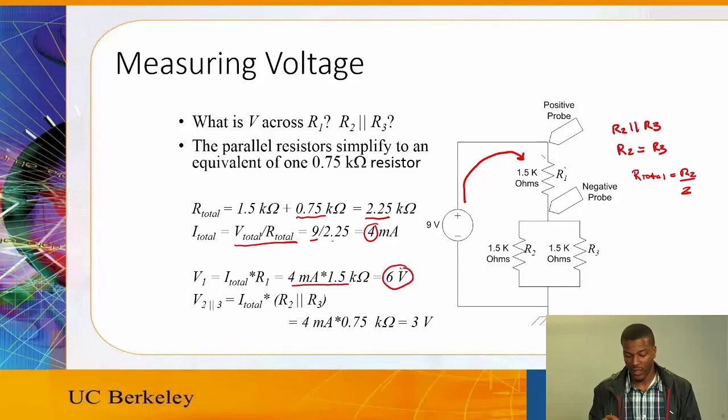The same thing applies for the voltage across V2 and V3. We know that the combination of resistances in parallel, 0.75 k ohms, multiplied by the total current, which is 4 milliamps, will give us 3 volts. You can also notice that the total voltage, 9 volts, equals the voltage drop across R1 plus the voltage drop across R2 in parallel with R3.